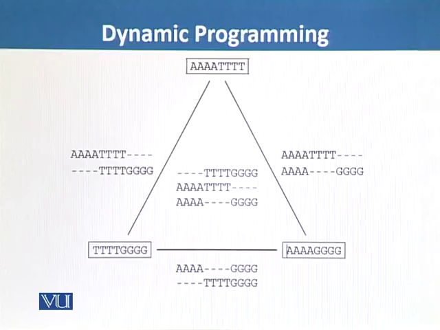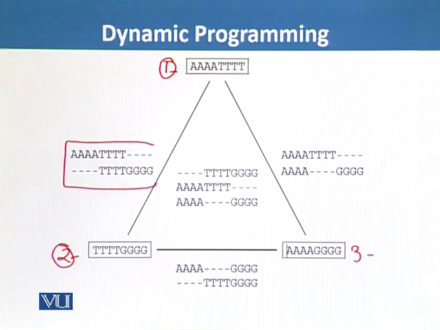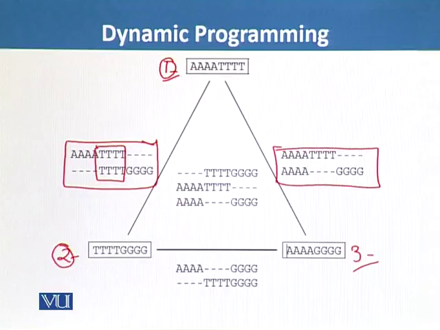In this example we can see there are three sequences, number 1, number 2 and number 3. If we compare number 1 with number 2, we get this pairwise alignment, and in this case we can see that these 4 T's are aligning with each other. And if we compare number 1 with number 3, we also get this pairwise alignment, and we can see that all these 4 A's are aligning with each other.